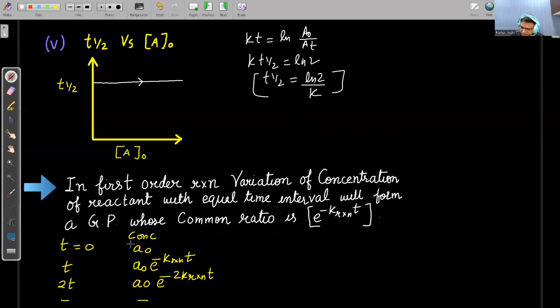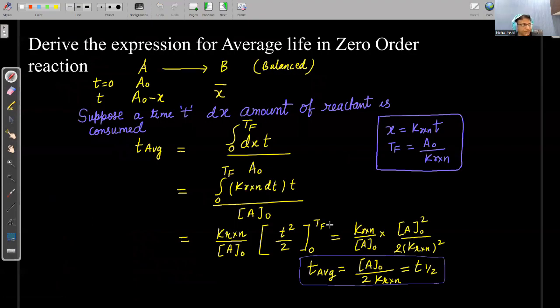अगर मैं टाइम के साथ में ये प्रोग्रेशन लिख रहा हूँ यहाँ से, A0, टाइम t पे A0 e^(−k·t) into time t and so on, ऐसे आगे बढ़ रहे हैं, तो कॉमन रेशियो क्या होगा, this upon this. So that value is equal to e^(−k·t). Now this question is also very important for us. Average life in zero order and first order.